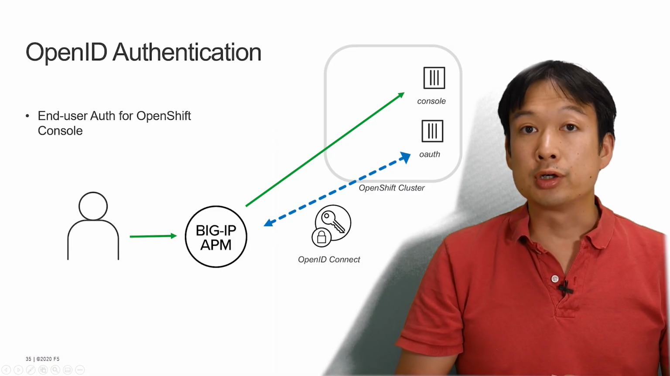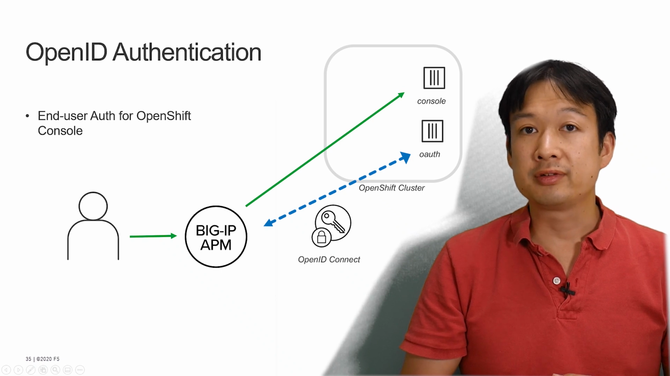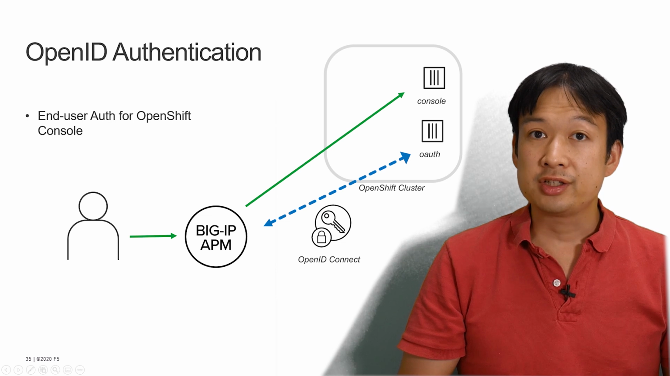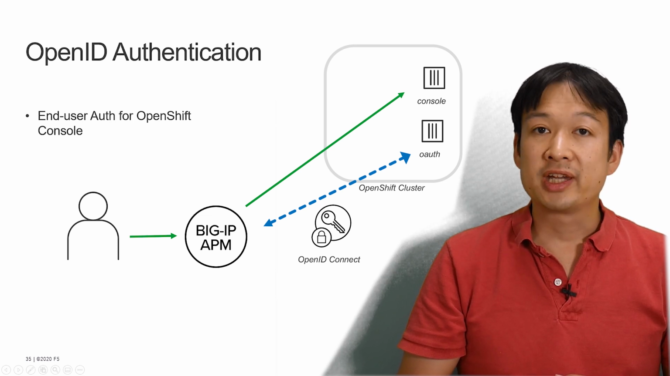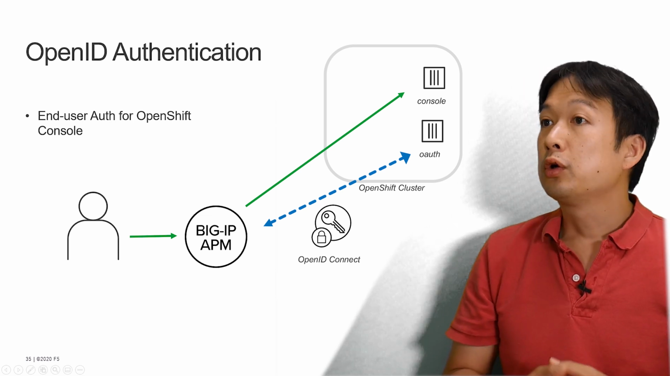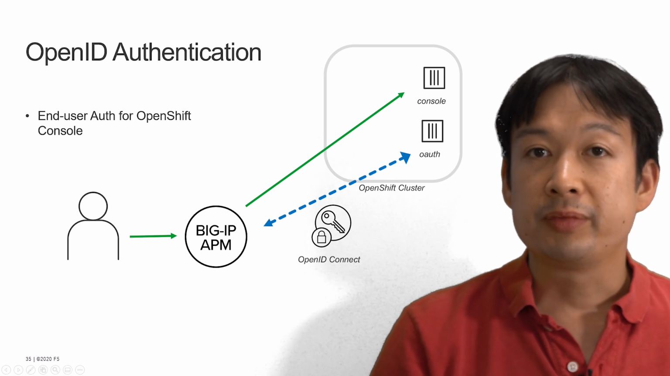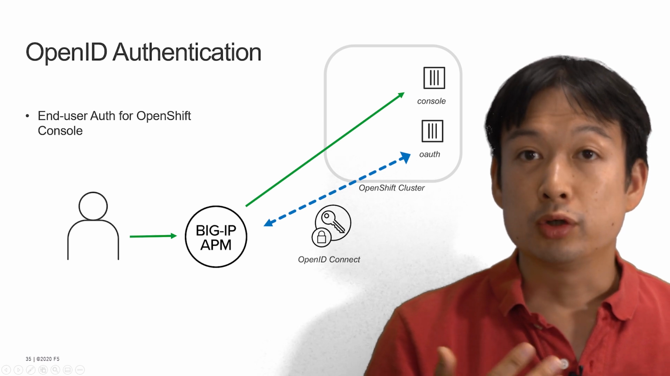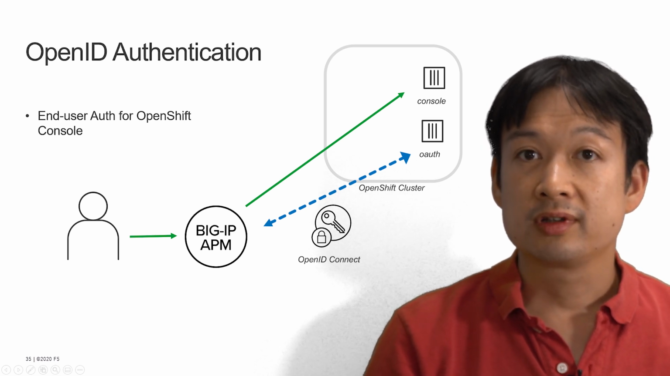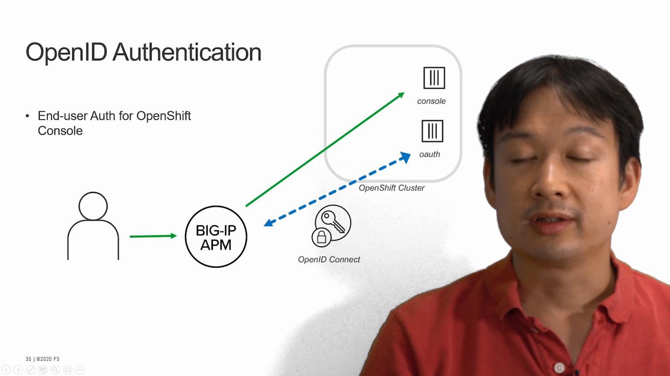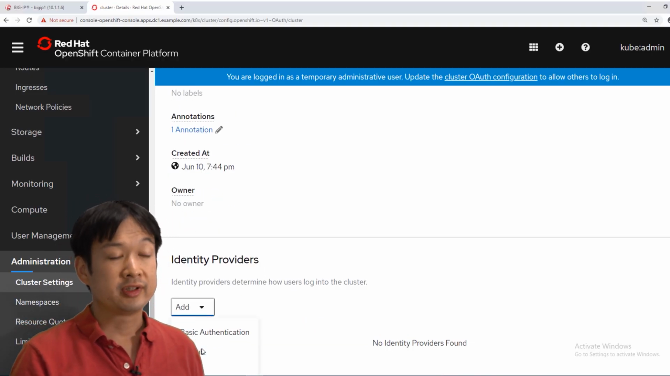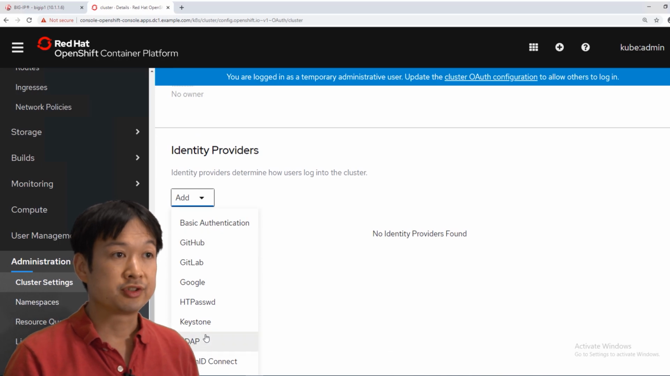Hello, in today's video we're going to be demonstrating how to use the BIG-IP to provide federated OpenID authentication for an OpenShift management console. We're going to be making use of BIG-IP Access Policy Manager to provide an OpenID Connect resource for the OpenShift management console. Here you can see that we are adding an identity provider within the management console of OpenShift.